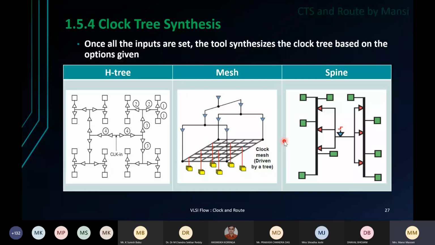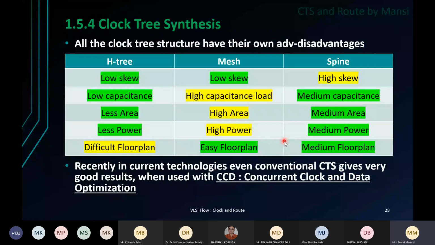Let's talk about the advantages and disadvantages. The H tree has low skew, the same way mesh has low skew. As I talked about, the spine has higher skew. But the H tree has the lowest capacitance, whereas the mesh has the highest capacitance.